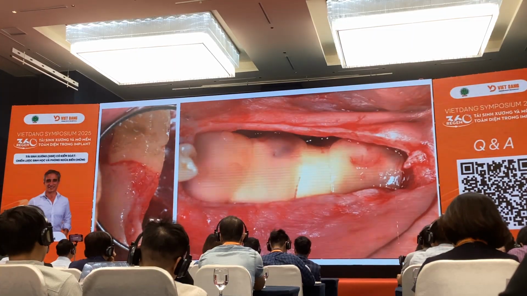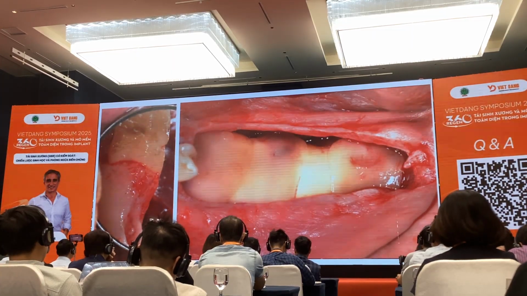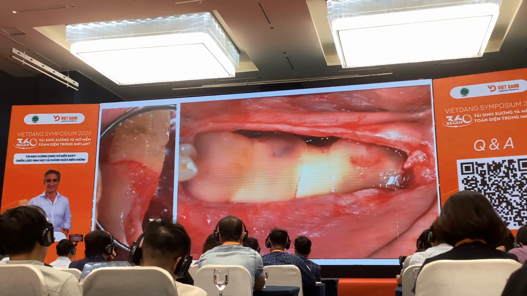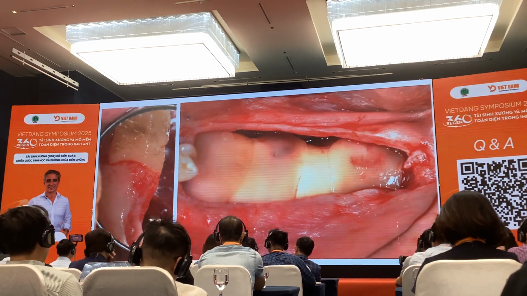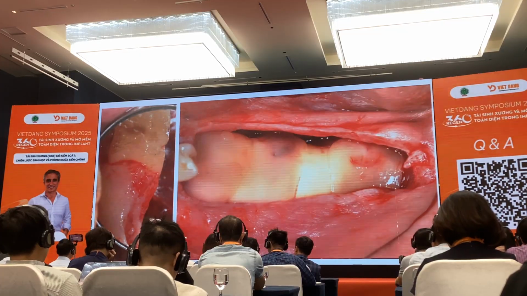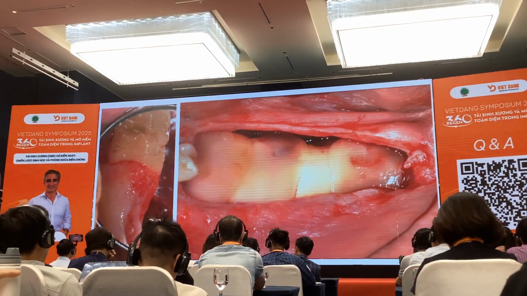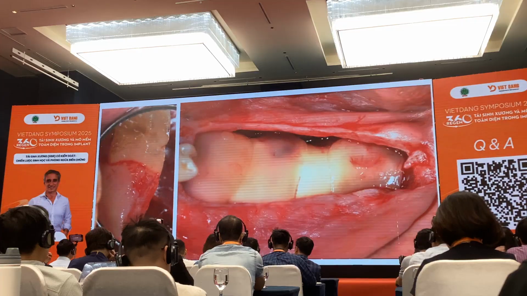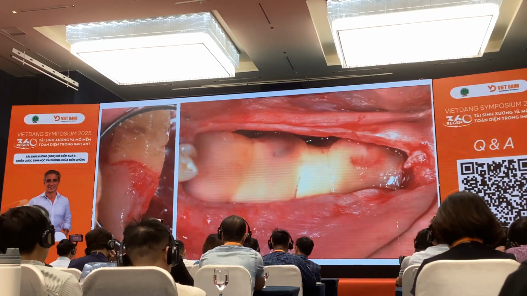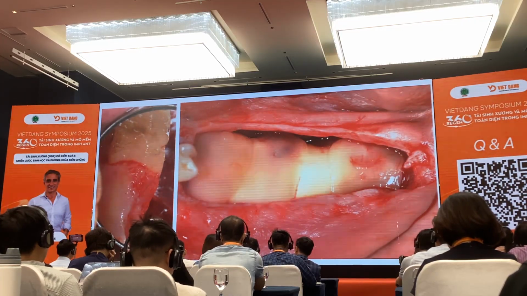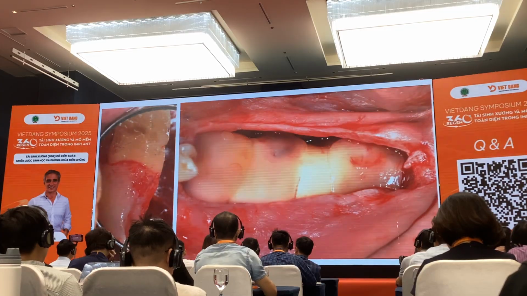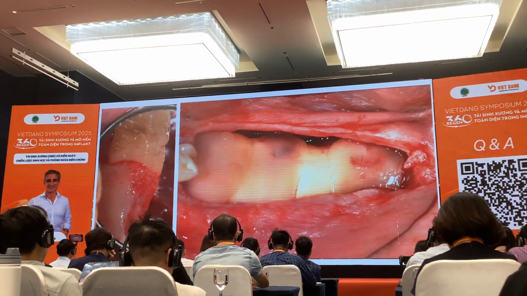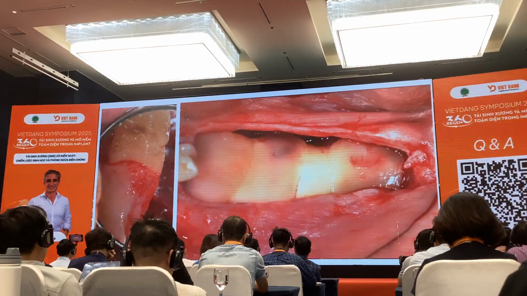But if we shouldn't have a big bone, we can have bone regeneration again. But the risk of complication is very high. Why? Because when we elevate our flap, we destroy the periodontal attachment around the last tooth. We destroy it.